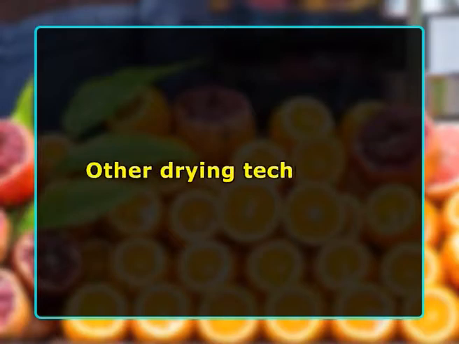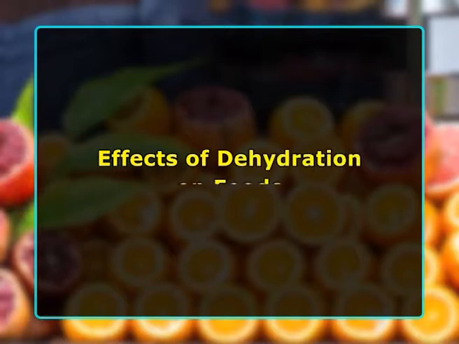There are various other drying techniques that are used for the purpose of dehydration. The major function of all such types is to move air over the product in such a manner that the product is dried as economically as possible without damage. At the end of this presentation, I would like to tell you the effects of dehydration on foods.